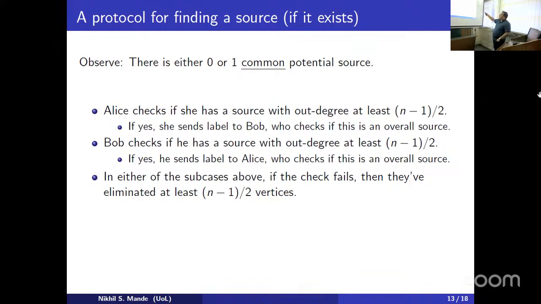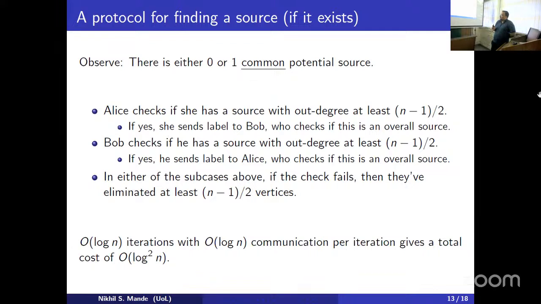But basically, if either of these two checks fail, then you've eliminated (n-1)/2 vertices, which were an out neighbor. And if both of these fail, then you can check that there's no source. Sorry for not explaining it very well. We'll skip ahead. If there's more time later, if there are questions, I can come back to this.